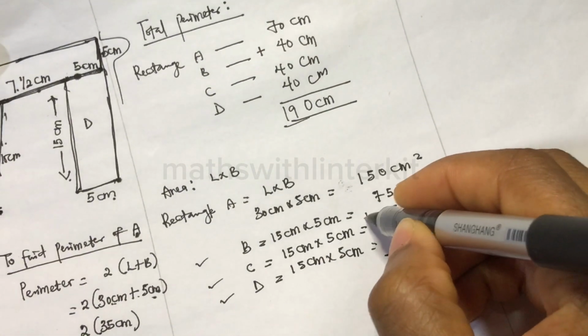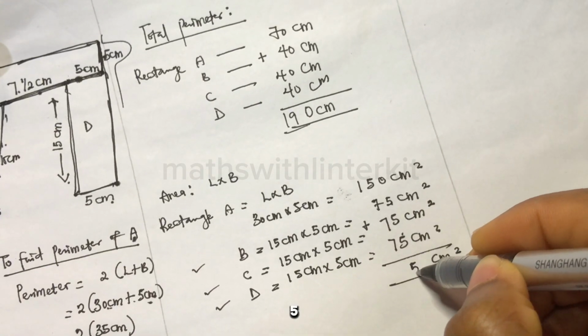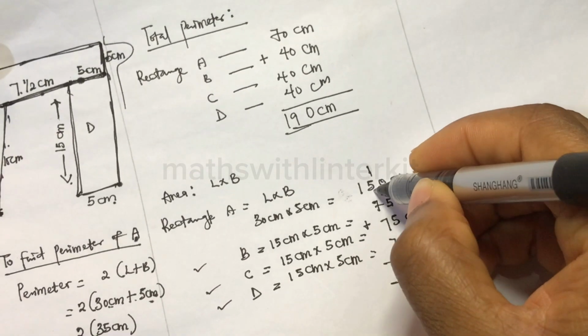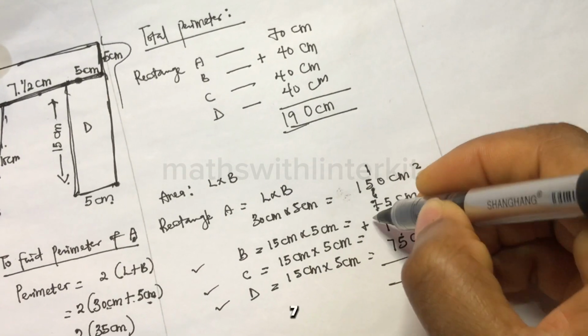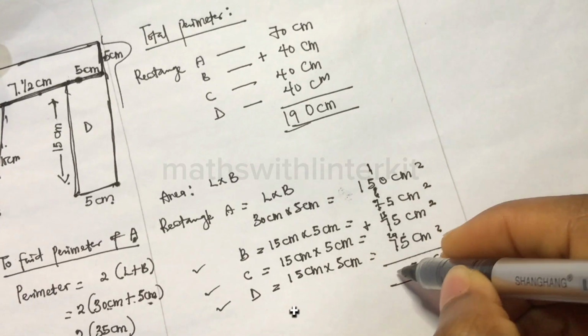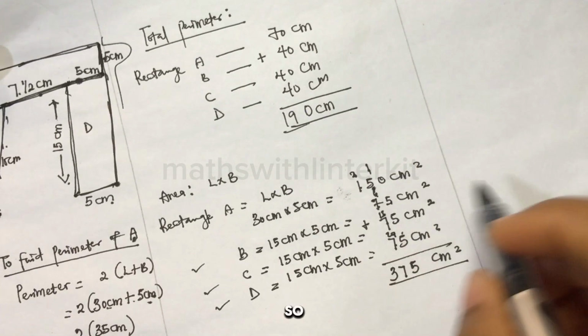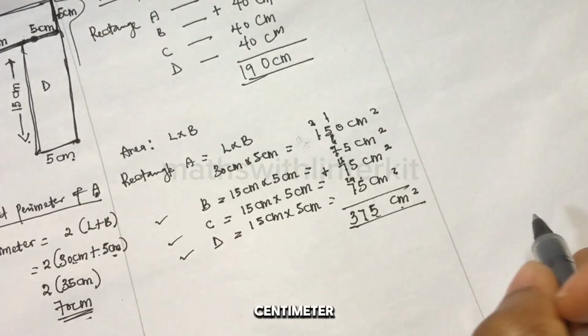So you add them up. So this is centimeter square. 5, 10, 15, that is 5, remainder 1. 1 plus 5 should be 6. 6 plus 7, that should be 13. 13 plus 7, that should be 20. 20 plus 7, that's 27. 7 remainder 2. So 2 plus 1, that's 3. So my area shall be 375 centimeter square. So that is all for this question.